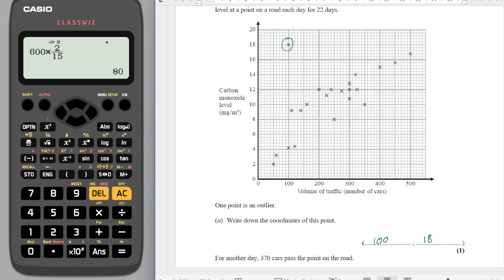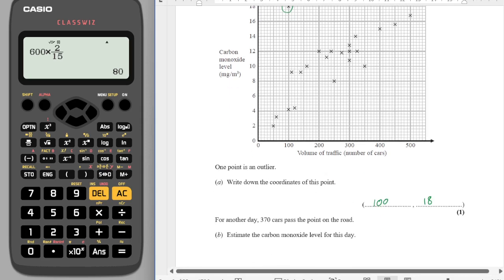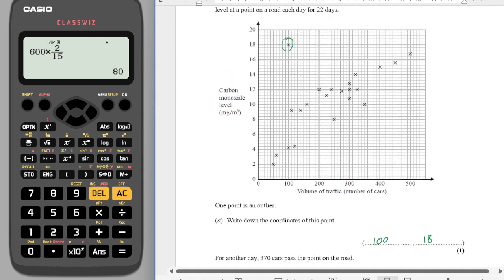118. For another day, 370 cars passed by the road. Estimate the carbon monoxide level on that day. So I'm going to have to draw a line of best fit. That's the line that best represents the data.